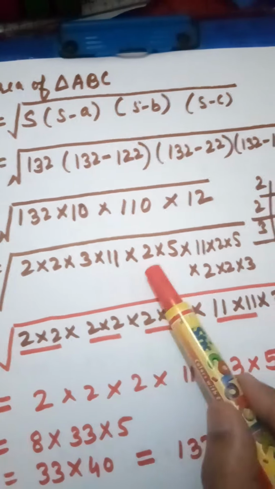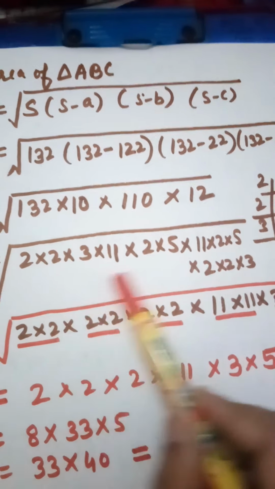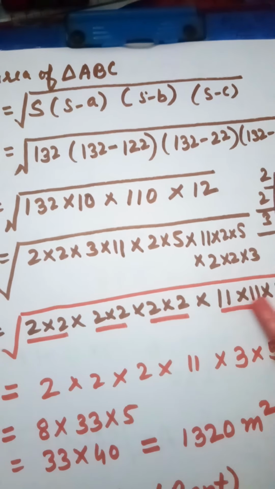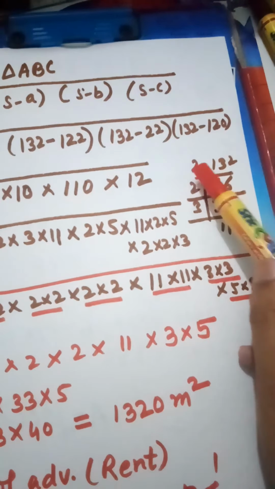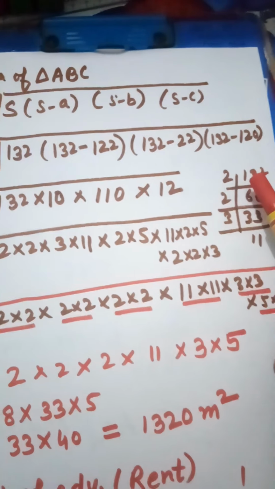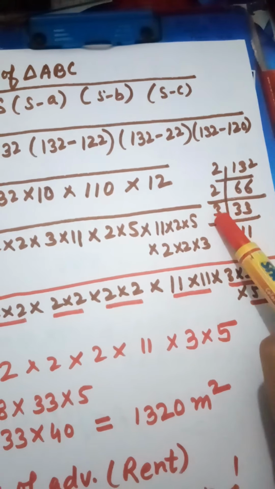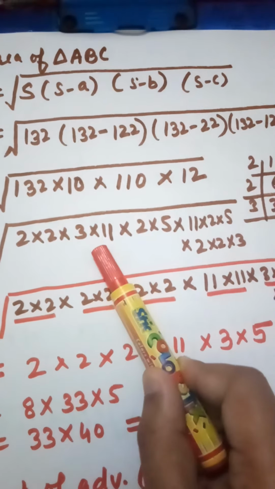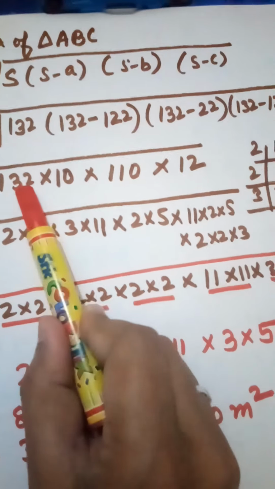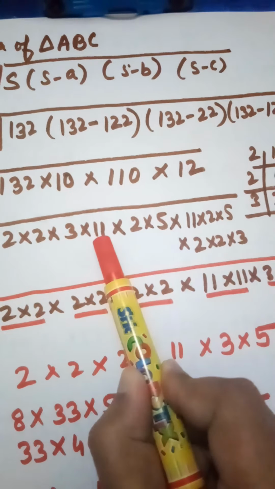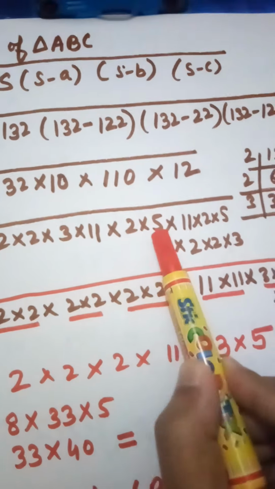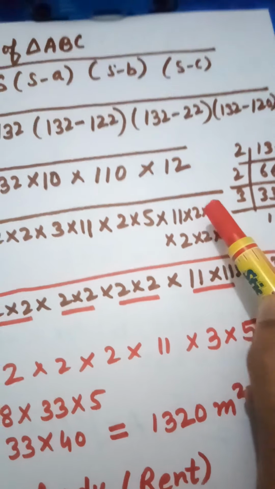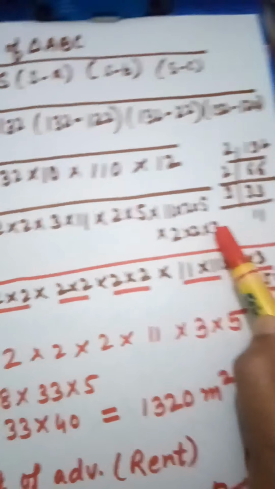But I'll just suggest you use prime factorization because that helps you a lot in getting the factors in pairs. The main thing is to get the square root, so prime factorization is the best method for that. So go for the factorization of 132 first. You can see here the factors are 2 into 2 into 3 into 11, and for 10 here 2 into 5, for 110 here 11 into 2 into 5, and for 12 here 2 into 2 into 3.